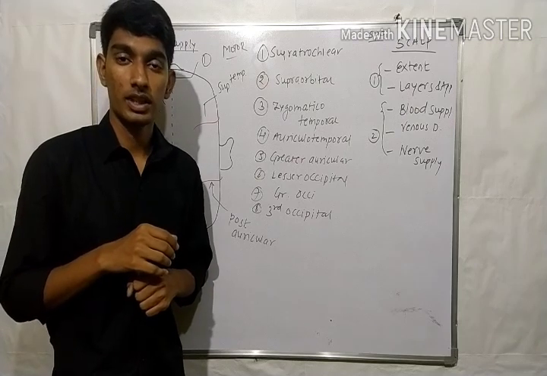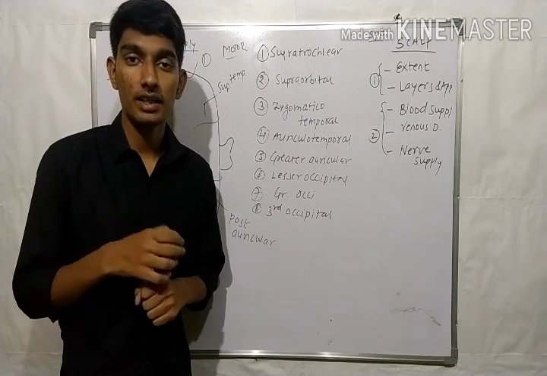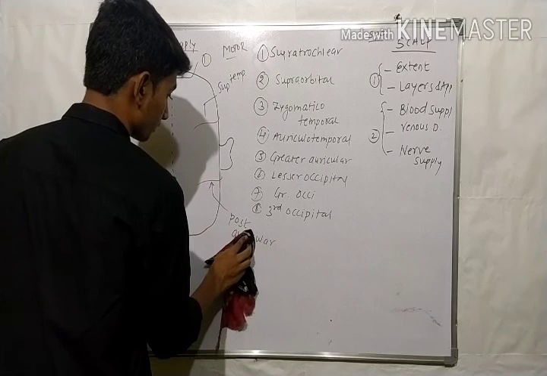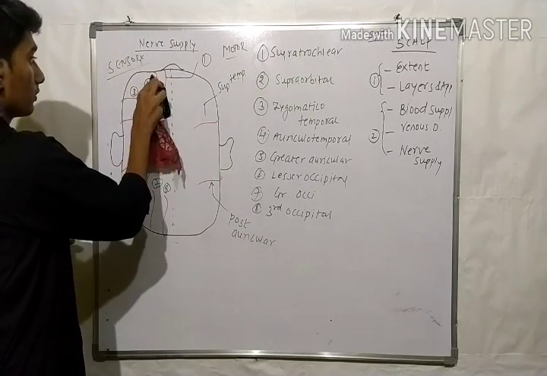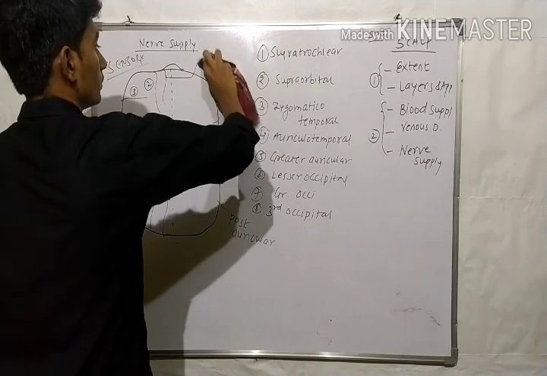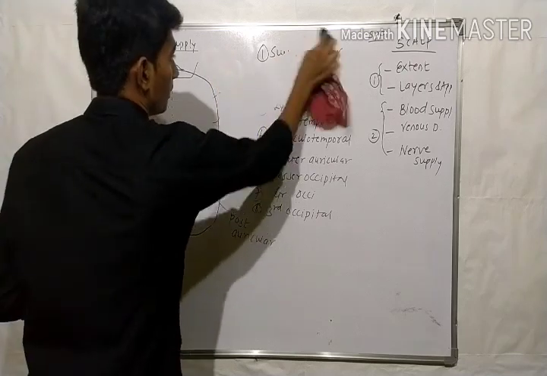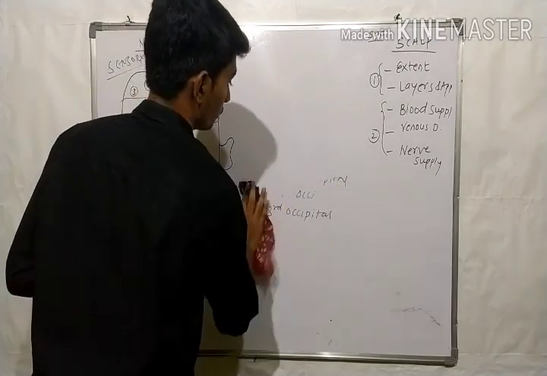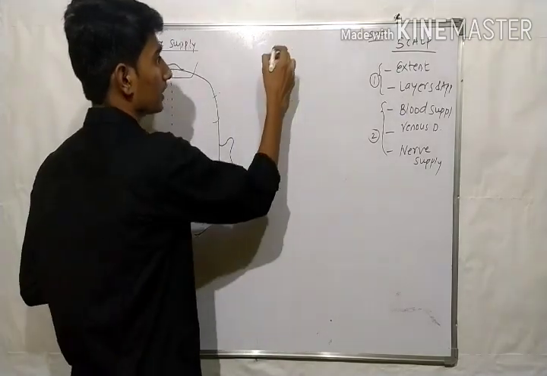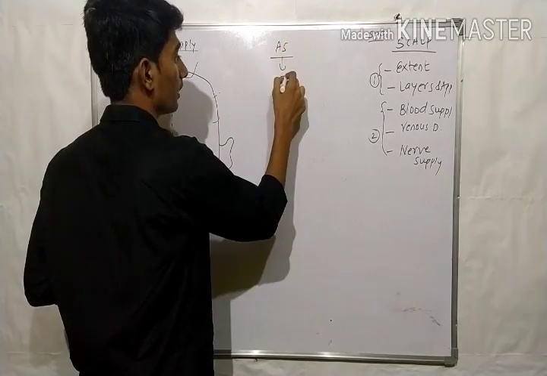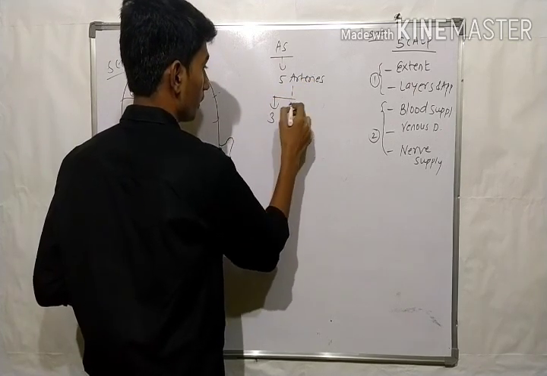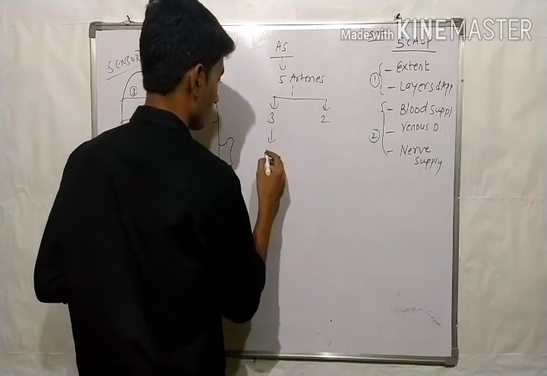Now we will see the arterial supply of the scalp. I will show the arterial supply in the same diagram. The arterial supply of the scalp is by 5 arteries, and out of these 5, 3 are present in front of the auricle.